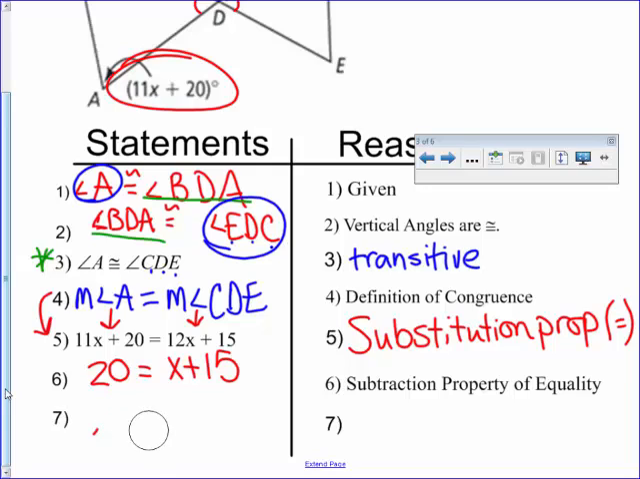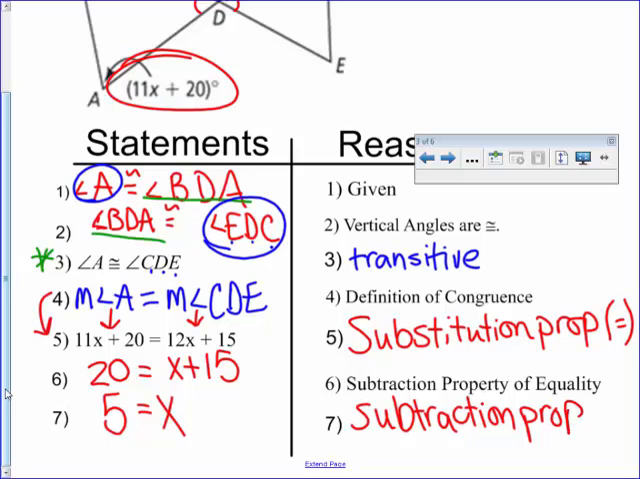Let me put x on the other side. If I subtract 15 from both sides, I have 5 equals x. So that's the subtraction property again. And you could go one step further and write it so that it says x equals 5. Remember, that's your symmetric property, but we're perfectly fine leaving your proof at this stage. This does confirm that x does equal 5.